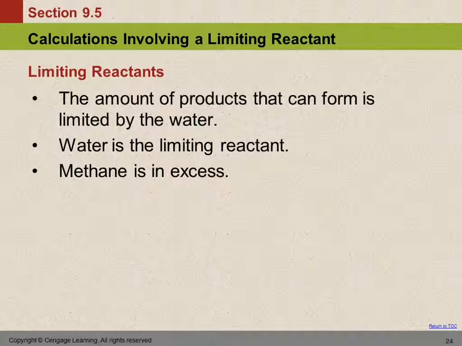In that example, the amount of products that can form is limited by the water, so we say the water is the limiting reactant, and we say that methane is in excess. There's extra methane. In the questions we've been doing while learning stoichiometry, they'll say you have this much of one reactant and an excess of the other. So they've basically been telling you this is the one that's important, the other there's plenty of, we don't need to worry about it. So now we're going to start worrying about it.